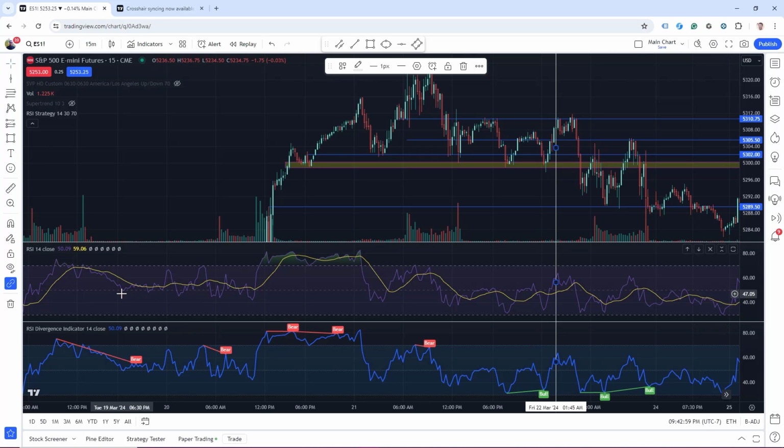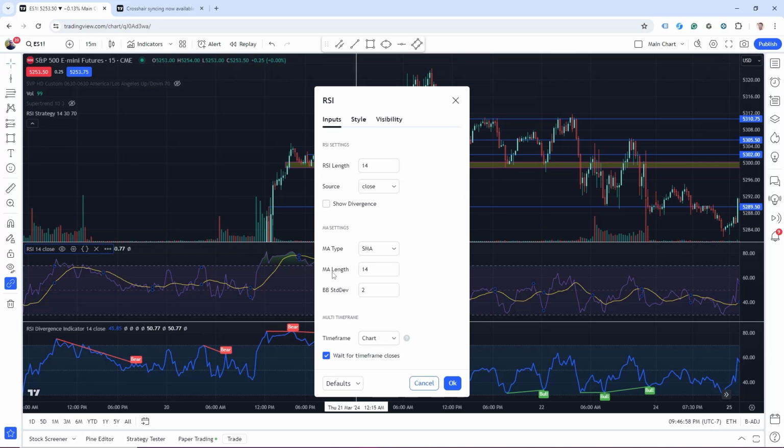Again, these two indicators are exactly the same in terms of how they calculate RSI. This one is just going to show divergences, whether they're bullish or bearish. The only other difference between these two indicators is that the top one has a built-in moving average. If you wanted to change those parameters, you can come to the indicator itself and click on Settings and change the moving average length here, as well as the RSI length.